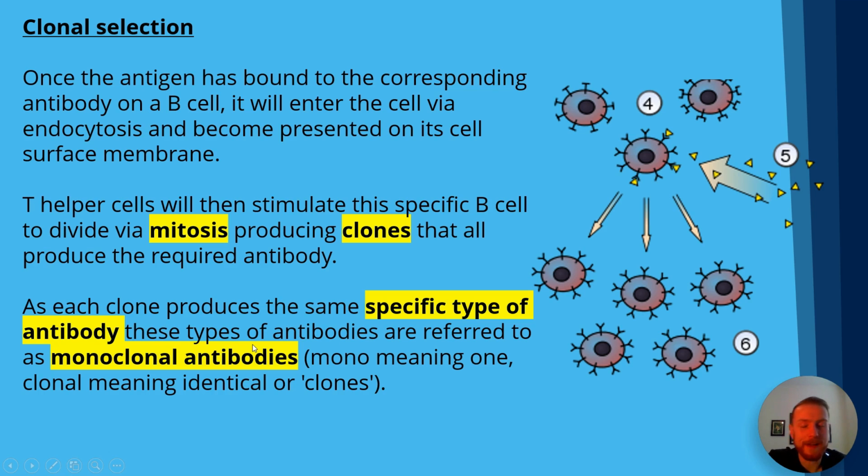monoclonal. And it's a bit of a silly example, but I always give my students, think about a monobrow, you'd have one eyebrow. Or monotone is one tone. So monoclonal is a single clone of one specific antibody with one specific tertiary structure. Remember that for your AQA A-level exams.